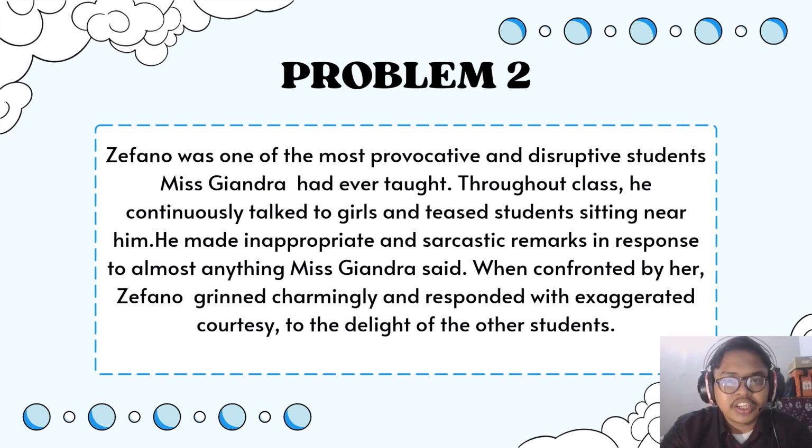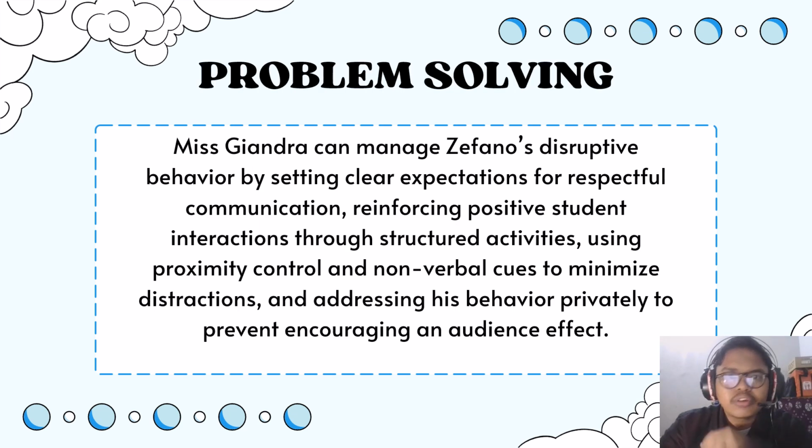Next, we go to the second problem. Stefano was one of the most provocative and disruptive students Miss Gyandra has ever taught. Throughout class, he continuously talked to girls and teased students sitting near him, and he made inappropriate and sarcastic remarks in response to almost everything Miss Gyandra said. When confronted by her, Stefano grinned charmingly and responded with exaggerated courtesy to the delight of the other students. So how do we solve this?